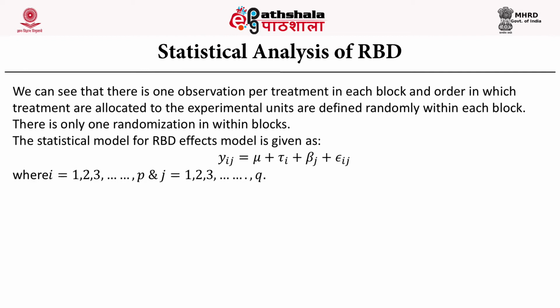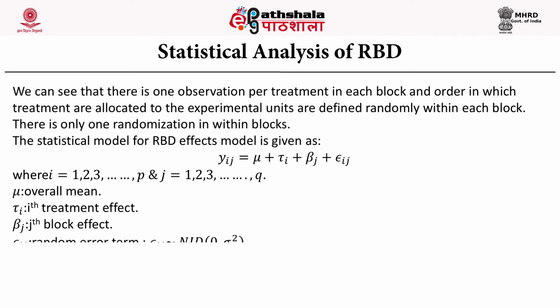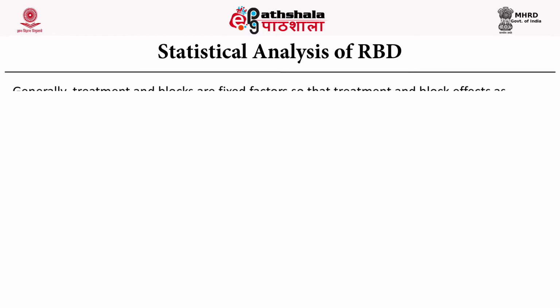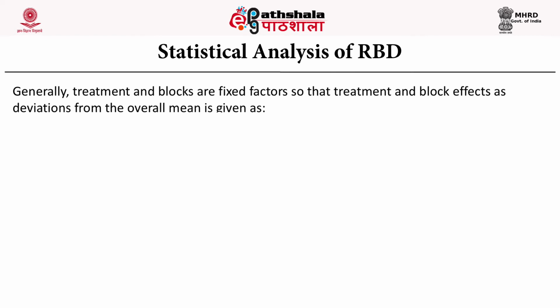There is only one randomization within blocks. The statistical model for the RBD effect model is given as Yij = mu + tau_i + beta_j + epsilon_ij, where i varies from 1 to p and j varies from 1 to q, where mu represents the overall mean and tau_i is the ith treatment effect. Beta_j denotes the jth block effect, and epsilon_ij is the random error effect, where epsilon_ij follows a normal distribution, identically distributed random variables with parameters 0 and variance sigma square.